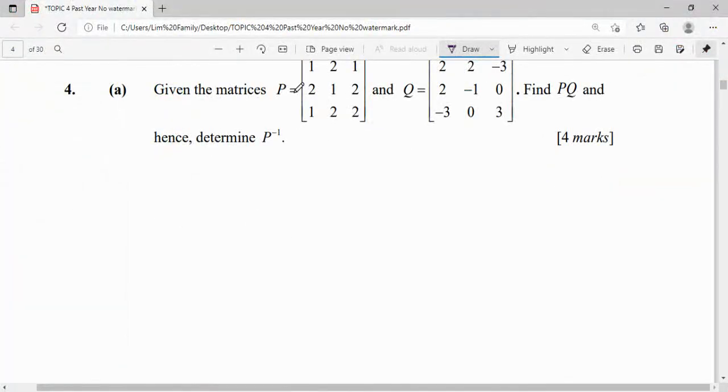For question 4, we are given matrices P and Q. Our first task is to find P times Q. Hence, find P inverse. So, doing our first task here, plug in our matrix P and then times matrix Q.